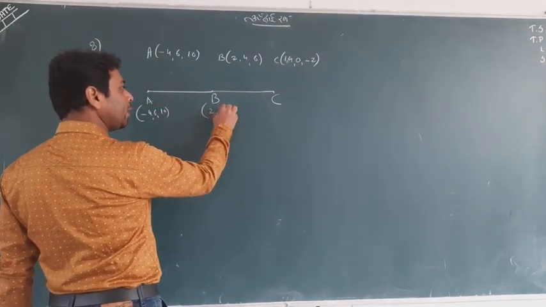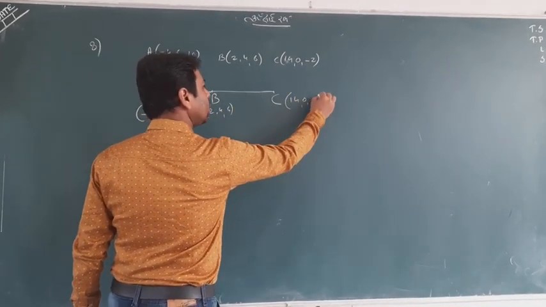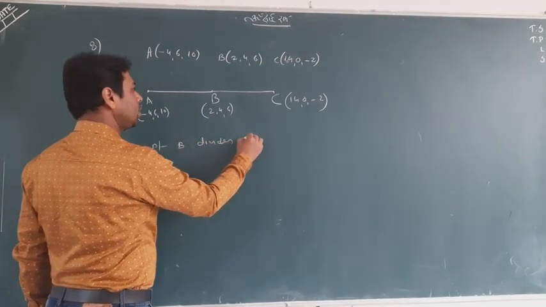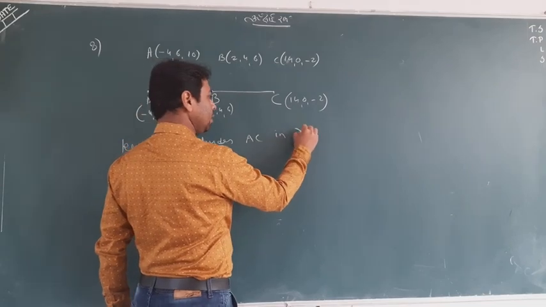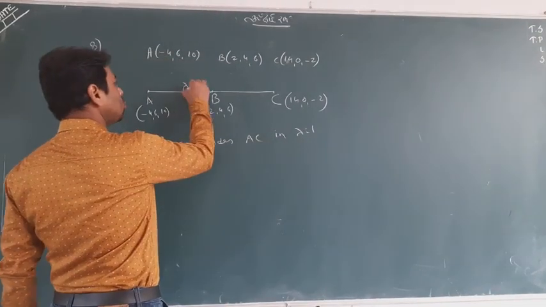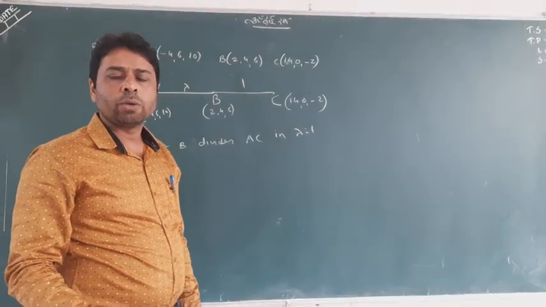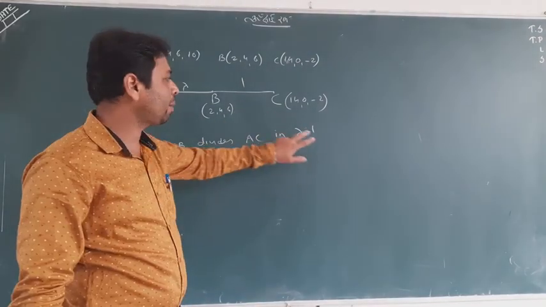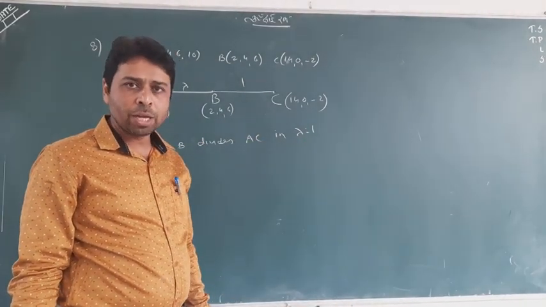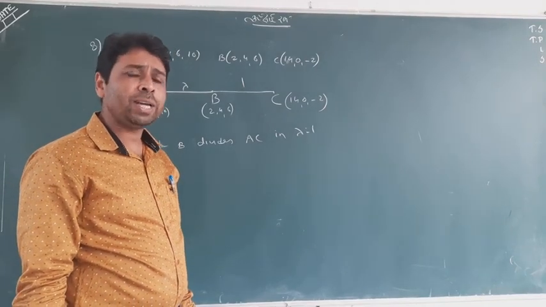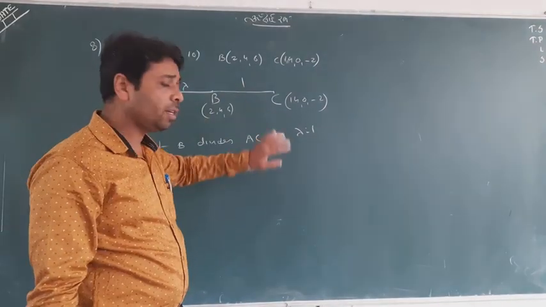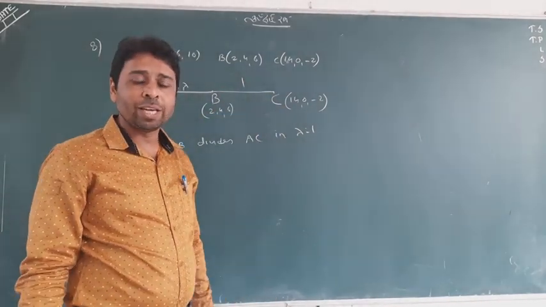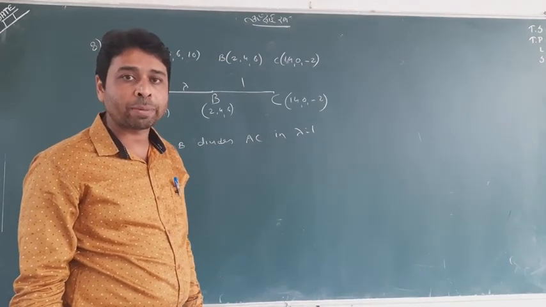This is a known point now, and this is A, and we say let point B divide AC in lambda is to 1. Even though we know the coordinates of B, we only assume that B divides AC in lambda is to 1, and we will find the value of lambda. We will check whether it is correct that B is dividing AC. Because if B is dividing AC in some ratio, it means that A, B, C are collinear.